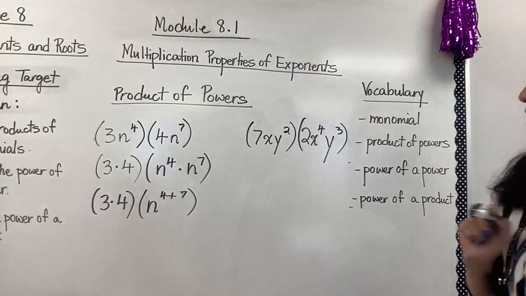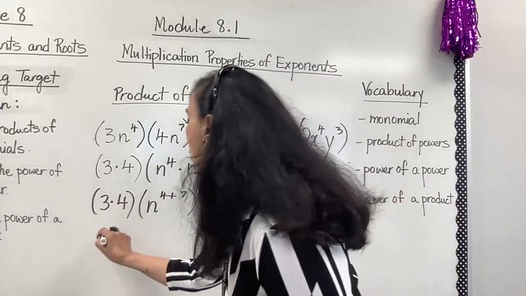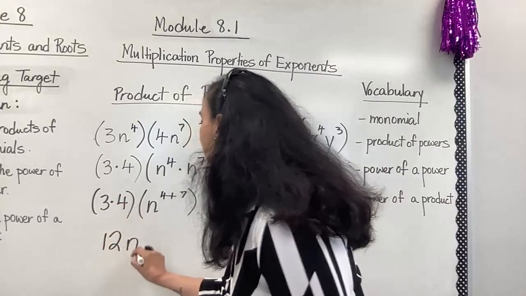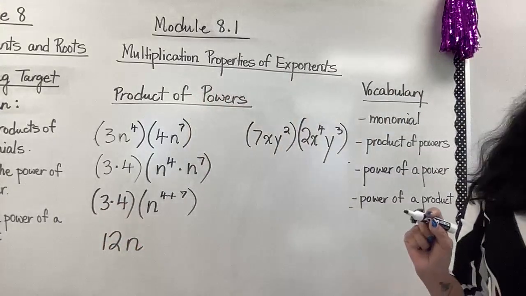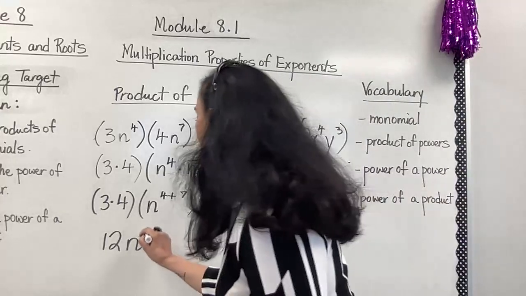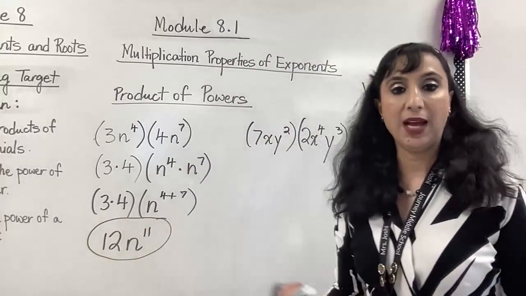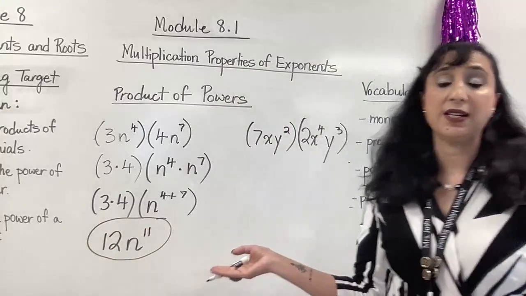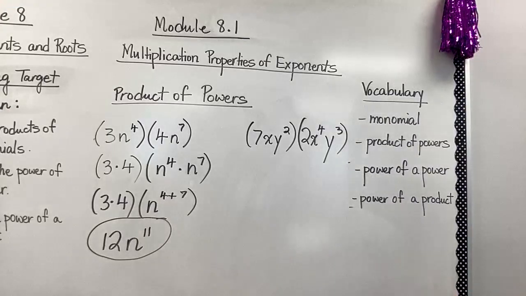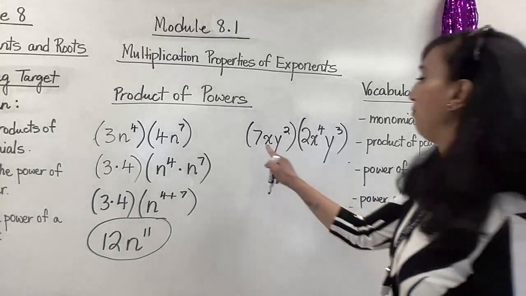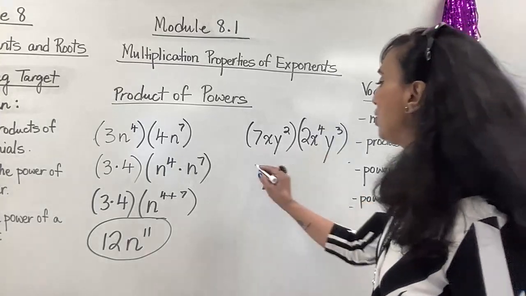Okay, and then what is 3 times 4? I get 12. And n, what is 4 plus 7? I get 11. Okay, and so here is my answer. And that's how I simplify it. Okay, let's do the next problem. Once again, we are going to group coefficients and the variables. So my coefficients are 7 and 2.